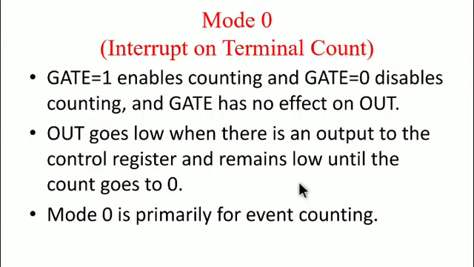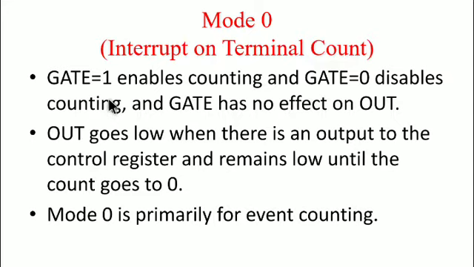Next, we will move on to the different modes of operation. The first is mode 0: interrupt on terminal count. We are going to interrupt the microprocessor. If the gate is equal to, here there are 3 operations: normal operation, gate disable operation and new count operation.